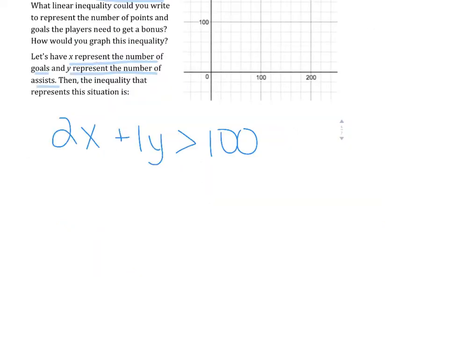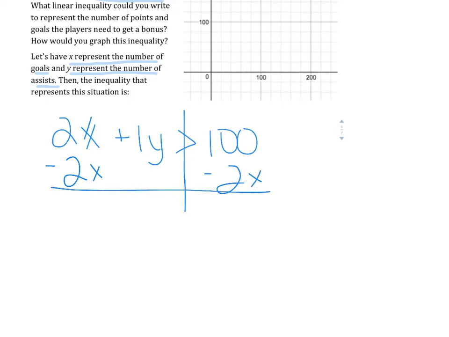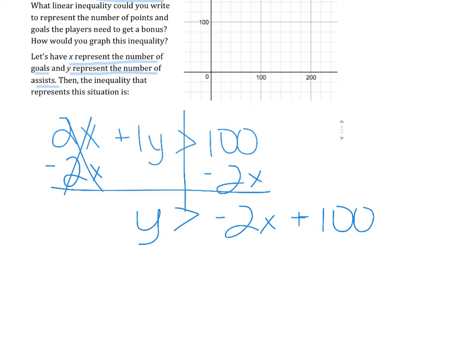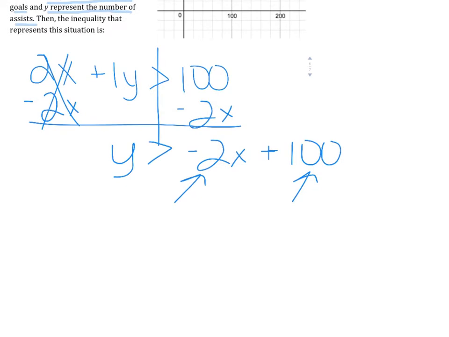From here, we want to get that y by itself. So we're going to subtract 2x from both sides. We bring down our 1y, or just y, bring down our symbol, and now we have 100 minus 2x, or we can say negative 2x plus 100. I like to leave it in this format just because we're used to seeing the slope and the y-intercept. But like I said, you could rewrite it as y is greater than 100 minus 2x. These are saying the same exact thing.